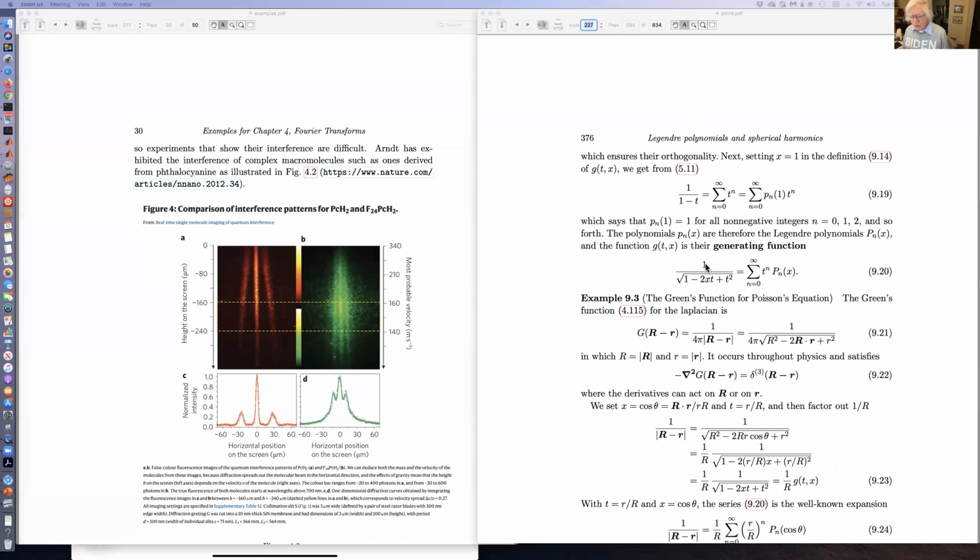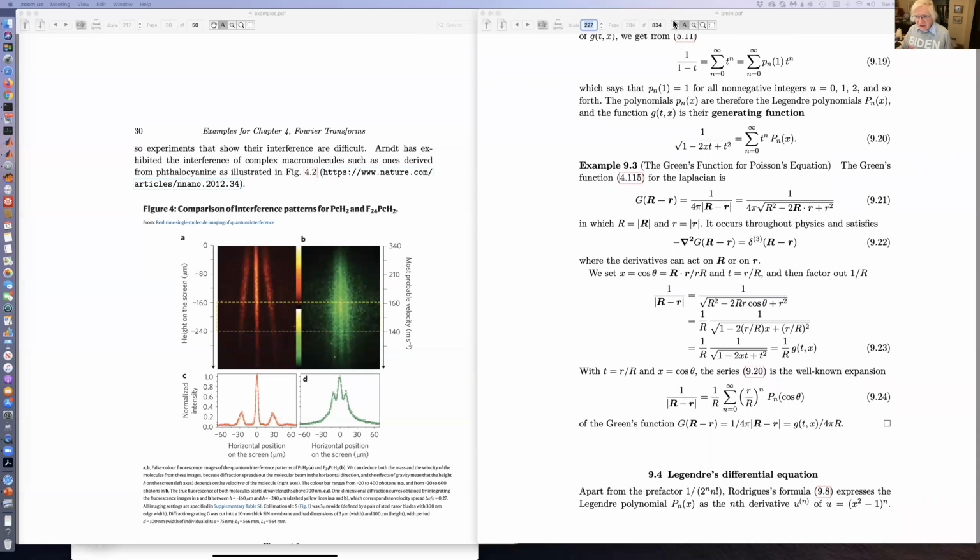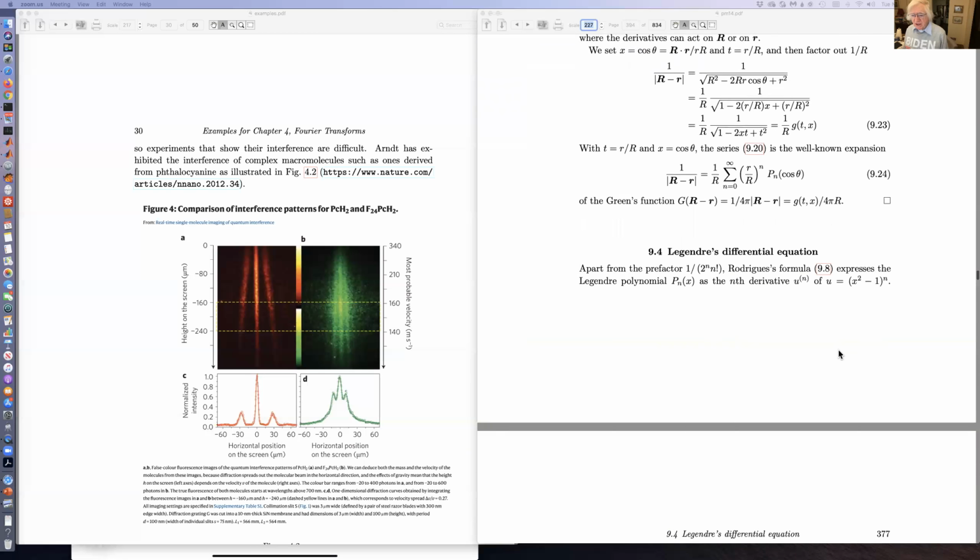This is a very nice generating function that shows up all over physics. Another way of saying it is 1 over square root of 1 minus 2xt plus t squared is an infinite sum of t to the n times the nth Legendre polynomial at x. And this is used to express the distance between a point capital R and a point lowercase r as this sum. This is for the case where little r is smaller than big R. And so it's this sum here. And that follows from the generating function.